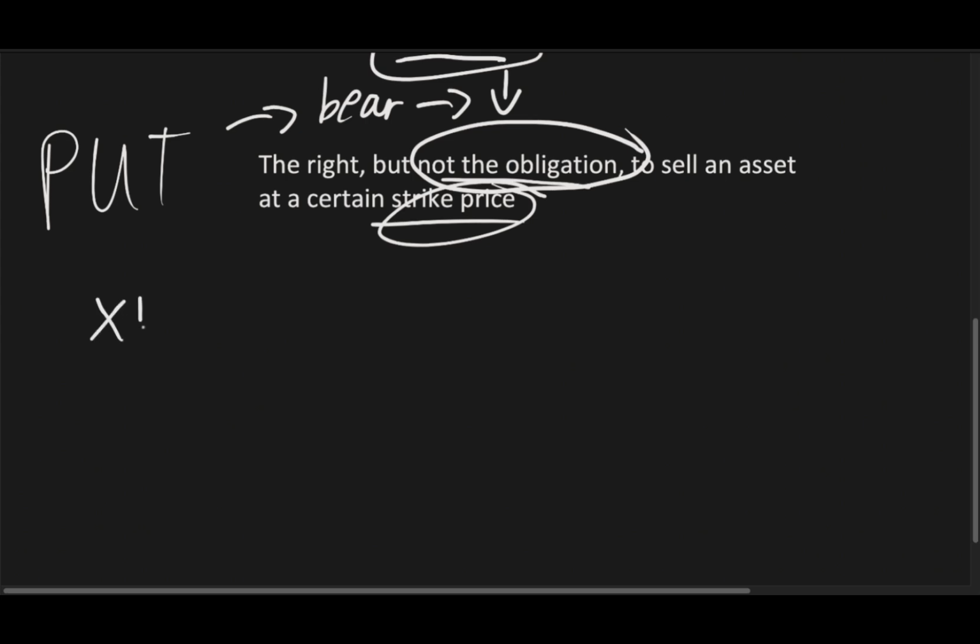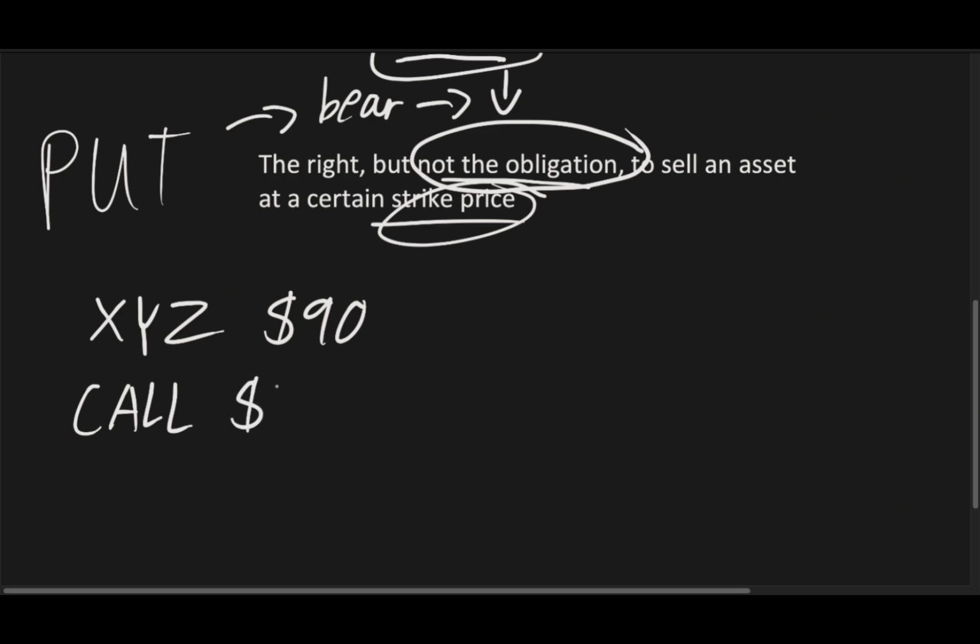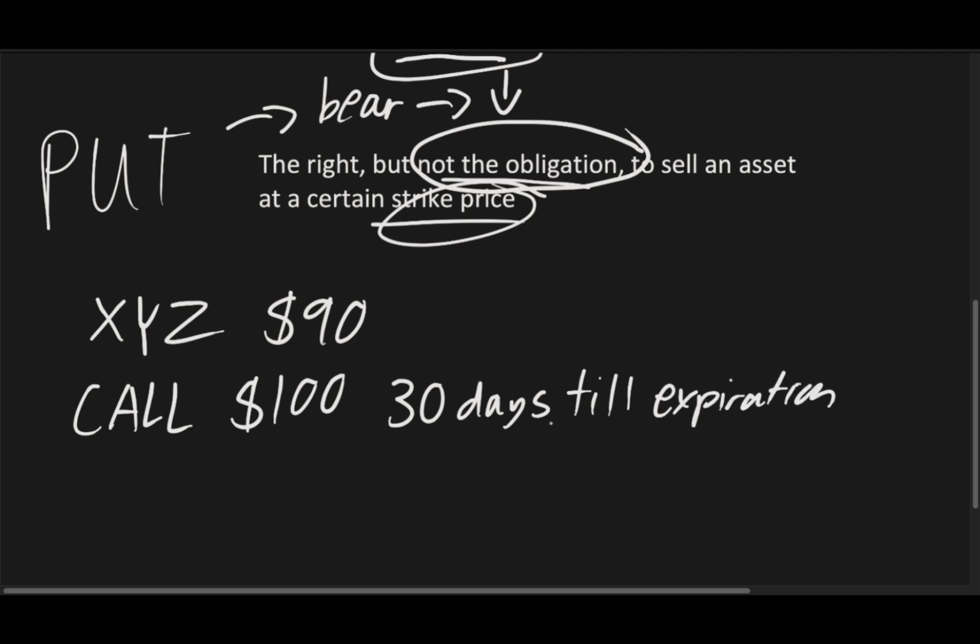Let's say we have company XYZ, currently trading at $90. And let's say we have a call option, which is a bullish sentiment on this stock, meaning you think the stock is going to go up. Let's say you have a call option at $100 and it expires 30 days from now. So, 30 days until expiration.